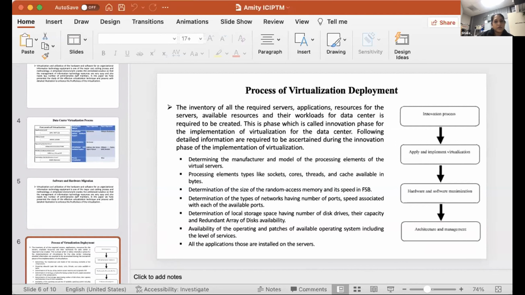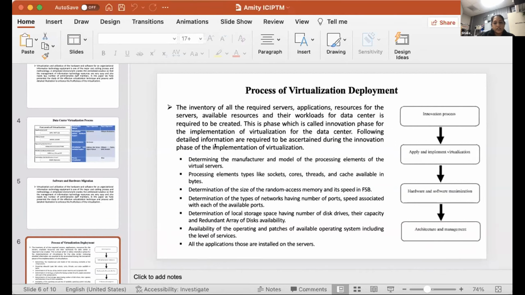And the virtual process of deployment covers these four critical phases of server virtualization deployment: assessing your existing environment, selecting a virtualization platform, deploying and configuring a virtual infrastructure, and selecting virtualization and management tools.